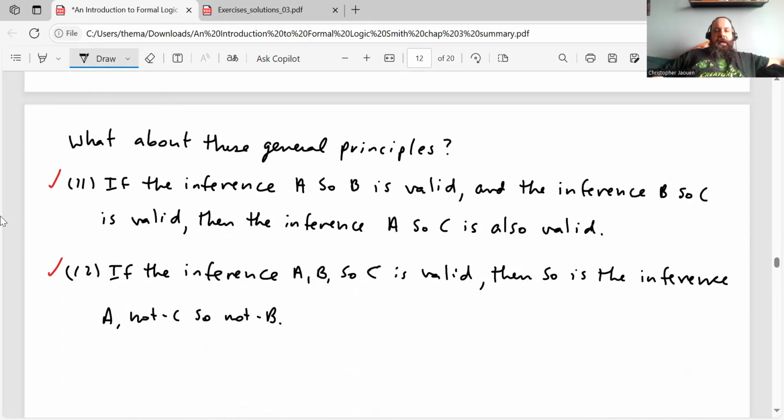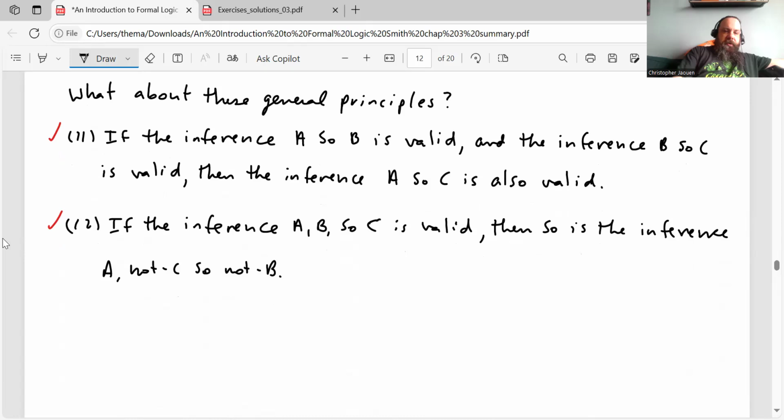12: if the inference A, B, so C is valid, then so is the inference A, not C, so not B. And again, these are useful ideas when you get around to actually making arguments for mathematical proofs and so on. This book is not focused just on the subject of mathematics. It's generally meant for a philosophically minded audience. But we have some other books that we're going through that focus just on mathematics. So anyway, that's the end of this chapter.